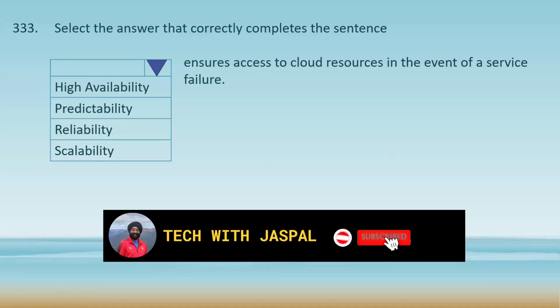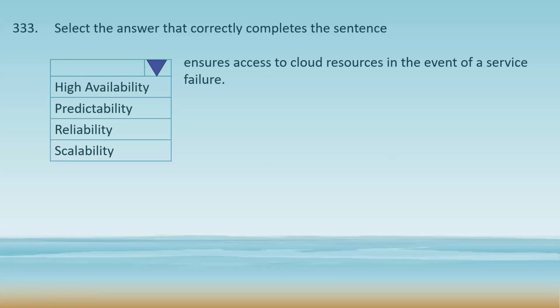Select the answer choice that correctly completes the sentence. You have four options: high availability, predictability, reliability, scalability. Which of them ensures access to cloud resources in the event of a service failure? And friends, the correct answer here is high availability. Azure high availability ensures continued access to cloud resources even if there is a service failure, ensuring uninterrupted operation and accessibility of critical services and applications.